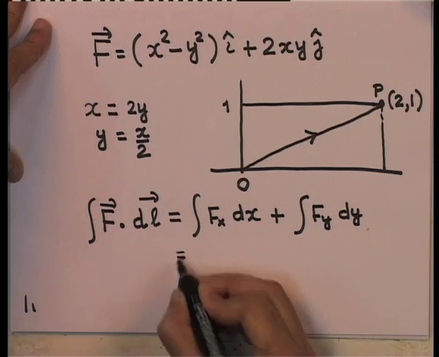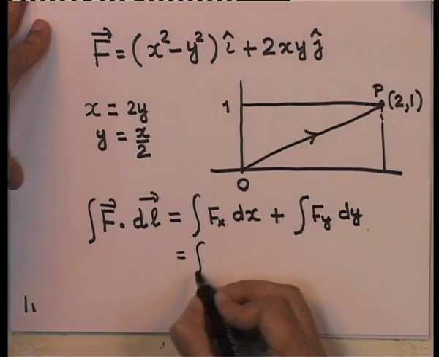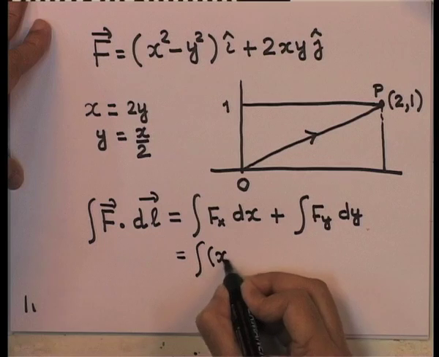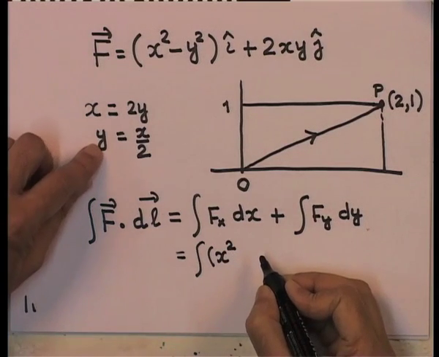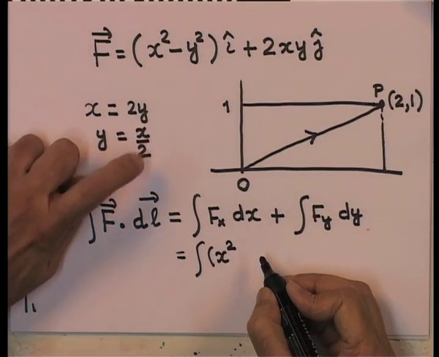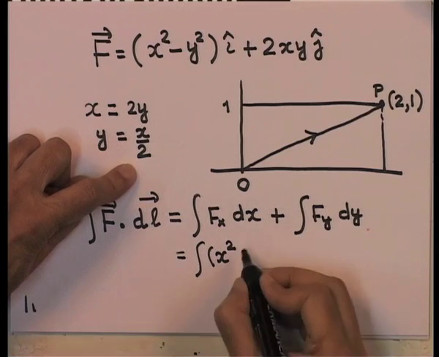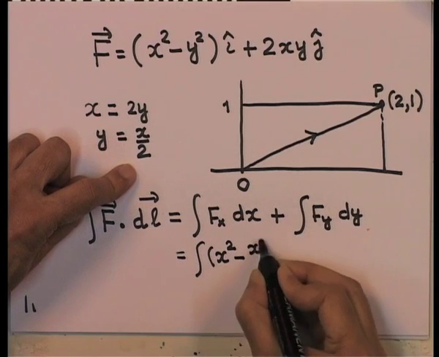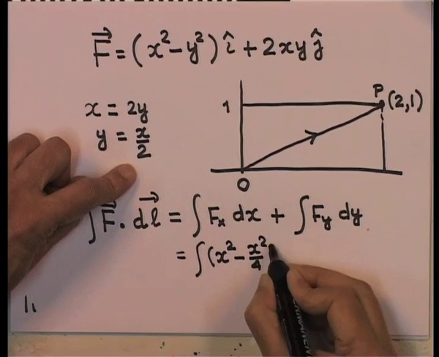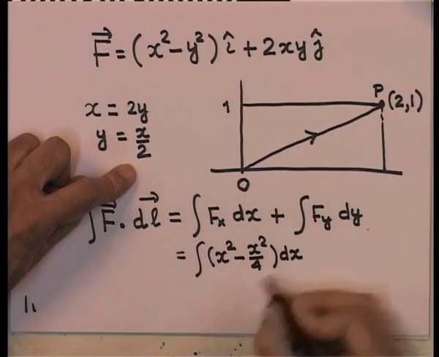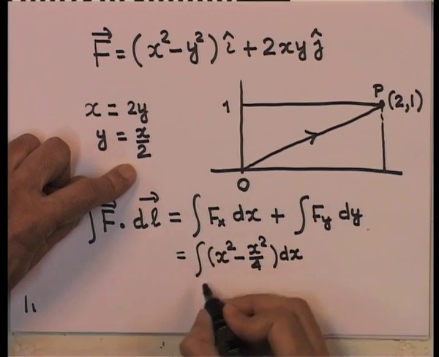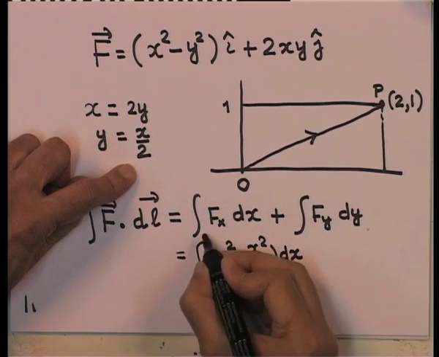Now, f x is x square minus y square, but we have seen that y is equal to x by 2. So, therefore, it is x square minus x square by 4 dx. The limit of integration over x is obviously from 0 to 2.